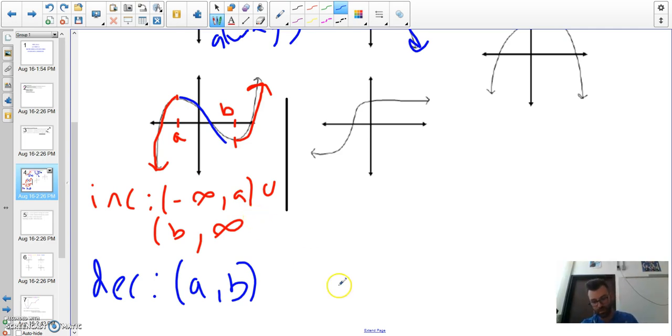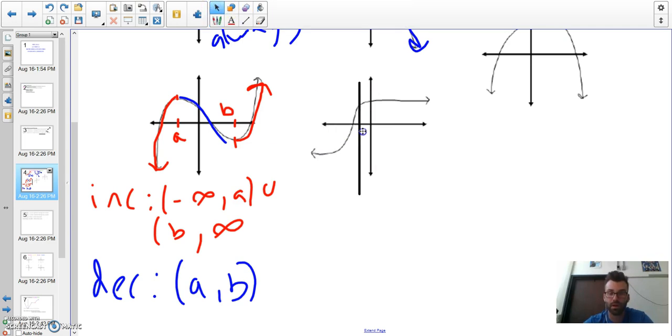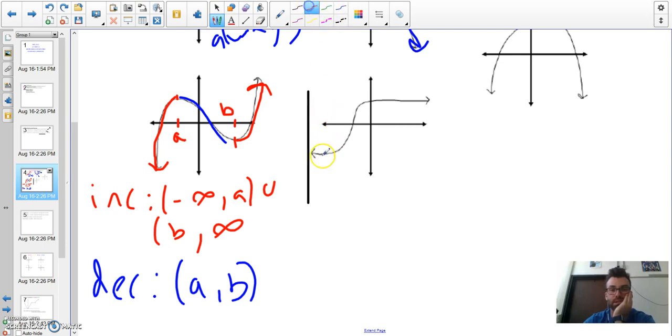Let's look at the next one here. As I move from left to right, now this is a little funky. Some might argue this is constant. Some might say that. I'm going to go ahead and just say that it's increasing, that it just sort of tails off and slowly goes over here, that it doesn't flatten out. So we'll say it's increasing. Bless America. There we go, increasing from negative infinity to this point.